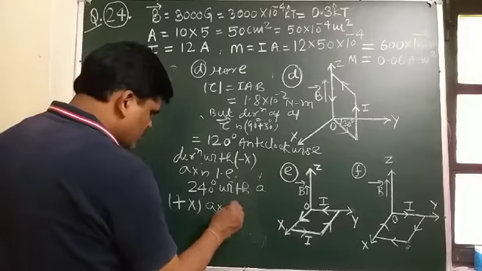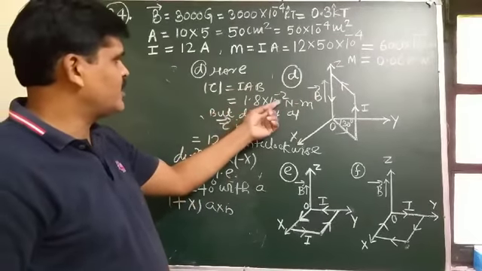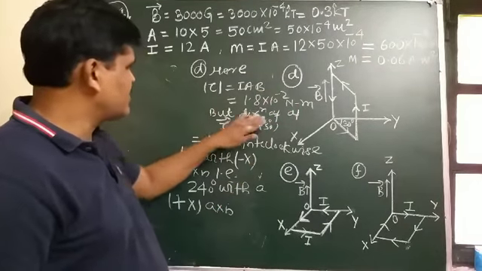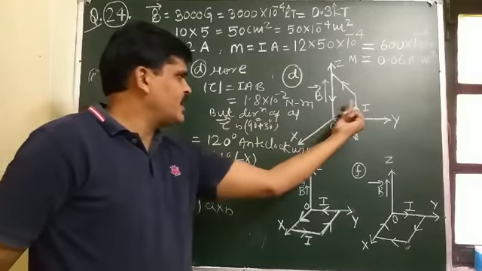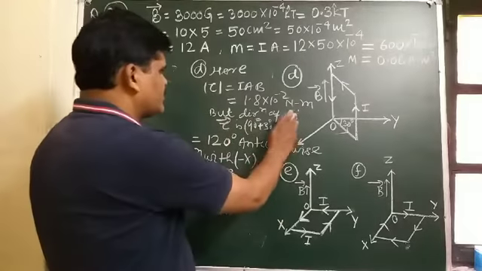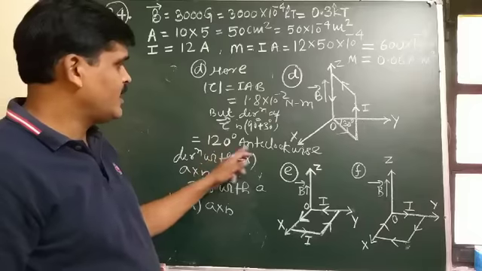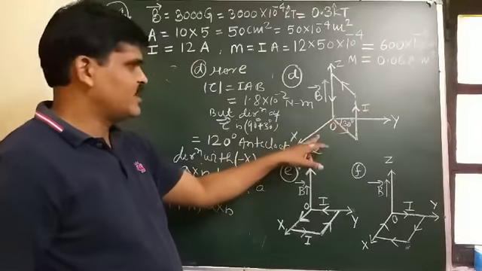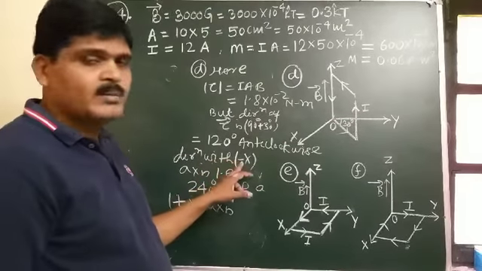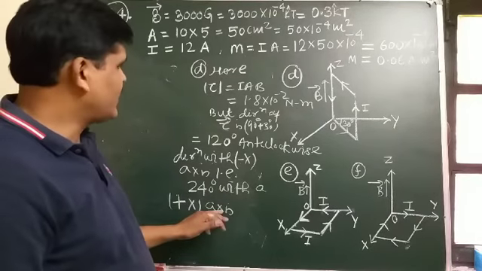So in case D, magnitude of torque is the same, 1.8 into 10 to the power minus 2 Newton meter as in case C. Only the direction of torque is 90 plus 30 degree, that is 120 degree anti-clockwise direction with negative x-axis, that is 240 degree with the positive x-axis.